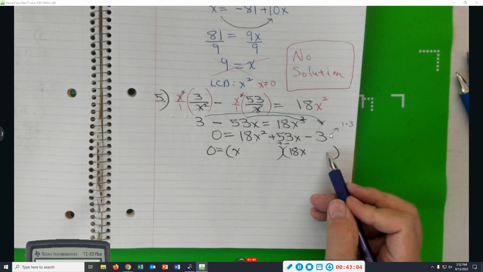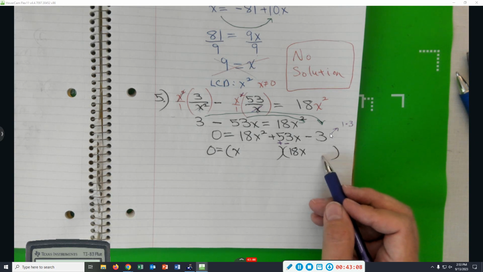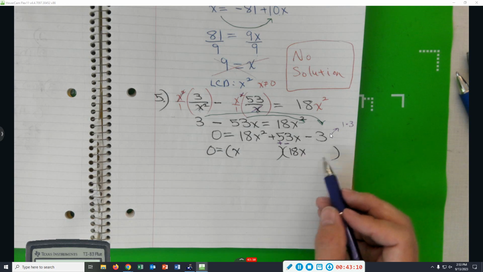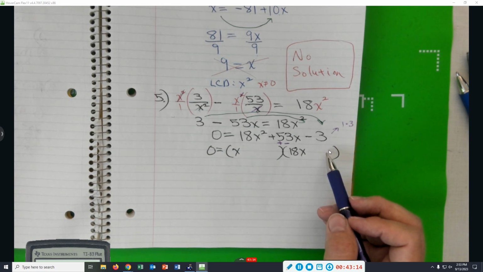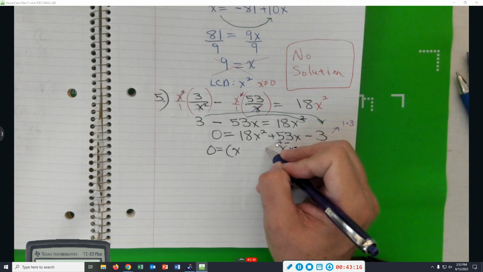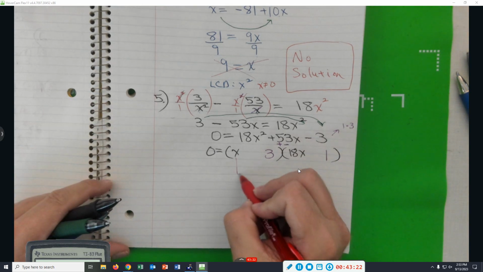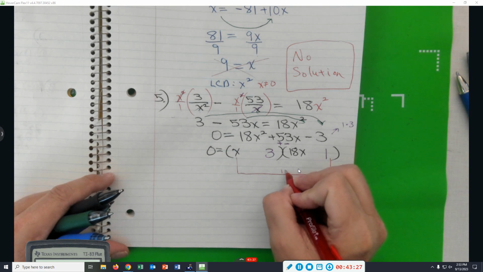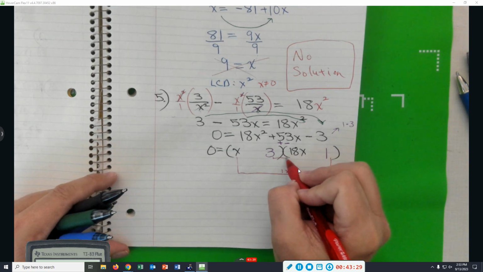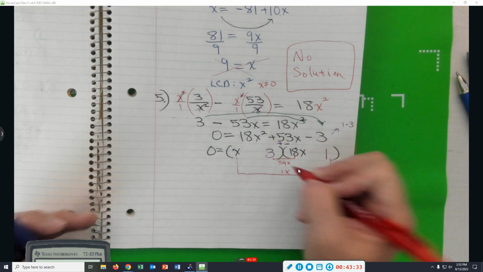Could I put the 3 here with the 18x? If I put that 3 there, there's a common factor of what? No, you can't put the 3 there because there's a common factor of 3. So put the 3 here, the 1 there, and we're thinking to ourselves, that's a 1x. The inner, 3 times 18, that's a 54x.